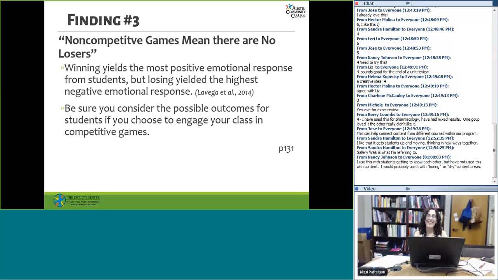Finding three, the research suggests that the people who have the best reaction to a game are the people who win. And the people who have the worst reaction are the people who lose. So if you can stack the deck somehow so each group gets to win once, maybe that's a great way to go. But rather, the authors of the book suggest maybe considering not doing super competitive games or making it so that everybody will win at some point. Like, we're going to wait until everybody has accomplished this task.